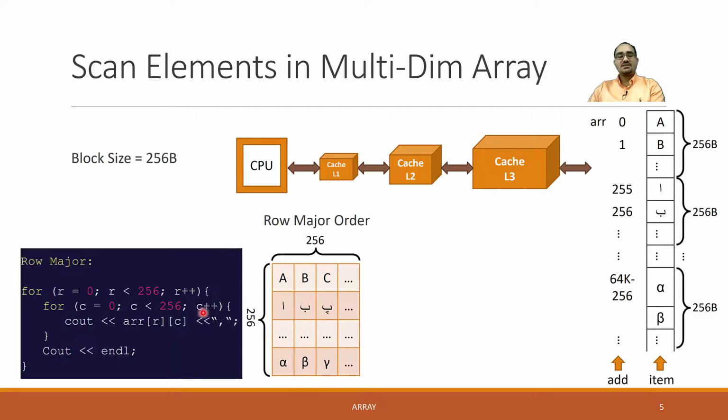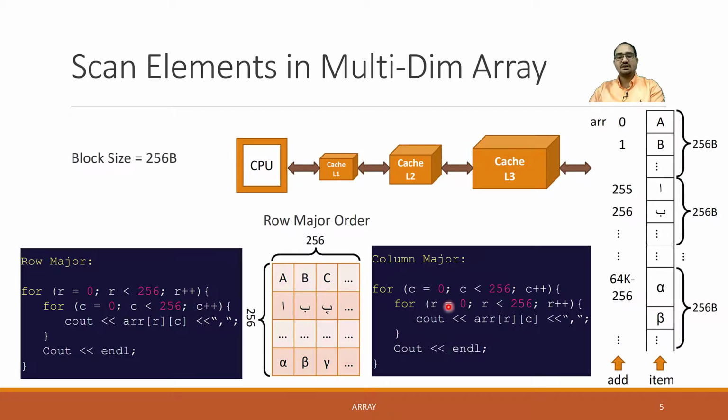If we scan the elements in row major, we access the elements row by row. And if we scan the elements in column major, which is like here, we scan the elements column by column. Let's see what is the difference between these two. In row major order, we fix a row and then we scan all elements in that row, and then we go to the next row.